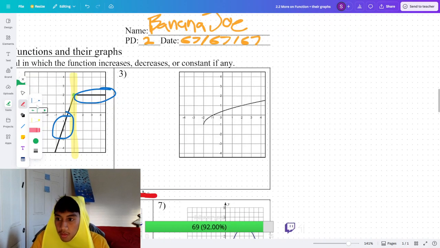Question number 3. We got something a little different here. Now I'm just going to plot the point in which the direction changes.